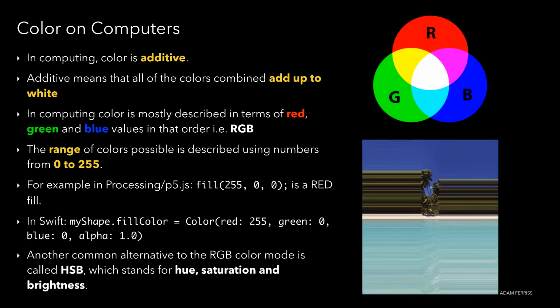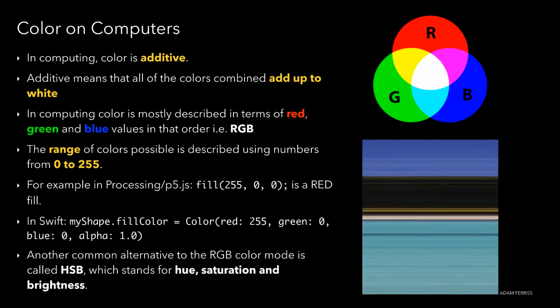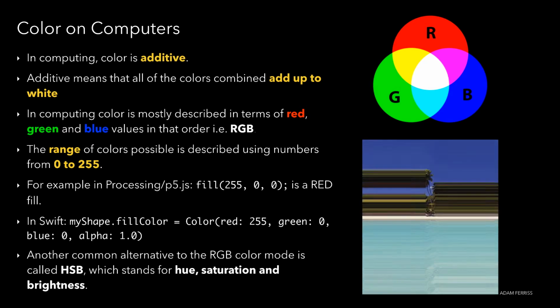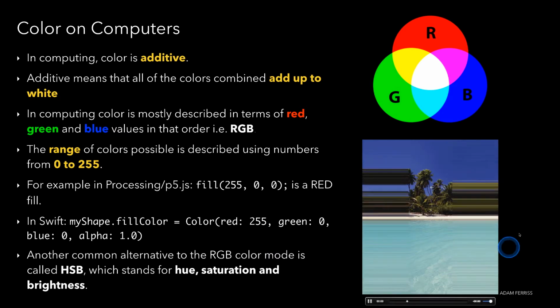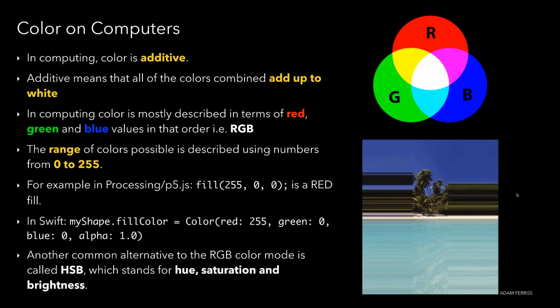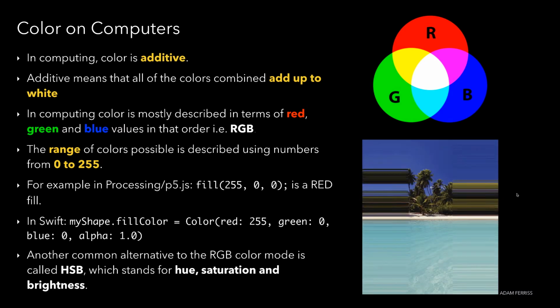Another common alternative to the RGB color mode is called HSB, which stands for hue, saturation, and brightness. On the right over here, I want you to notice this animated GIF. This is an artwork by the artist Adam Ferris. He uses code. This particular artwork was used in the New York Times as an illustration for a story.